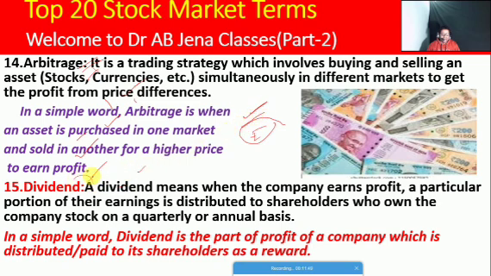Friends, let us discuss what a dividend means. Dividend means when a company earns profit, a particular portion of their earnings is distributed or paid to the shareholders who own the company's stock or shares on a quarterly or annual basis. In simple words, dividend is the part of the profit of a company which is paid by the company to its shareholders as a reward.